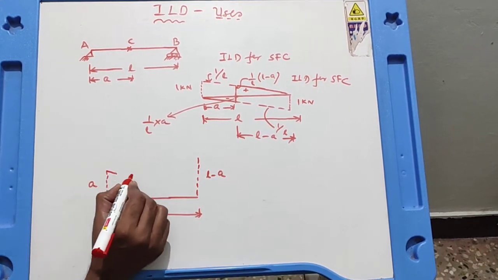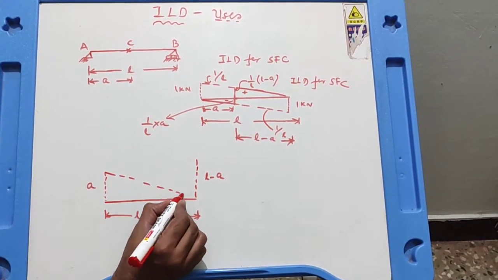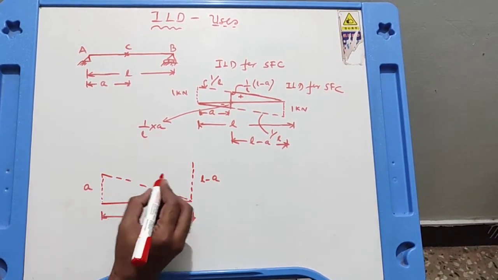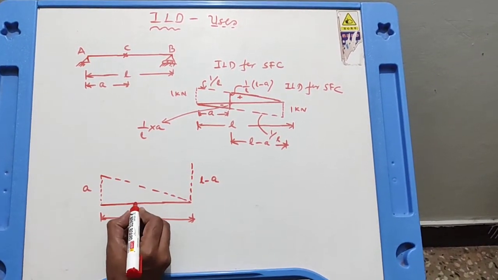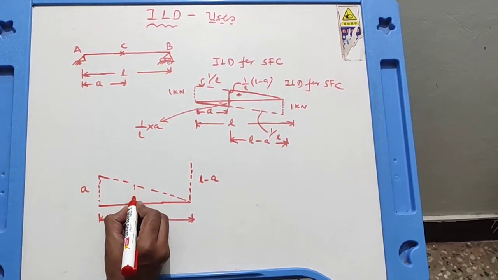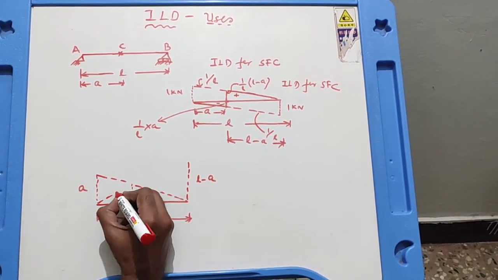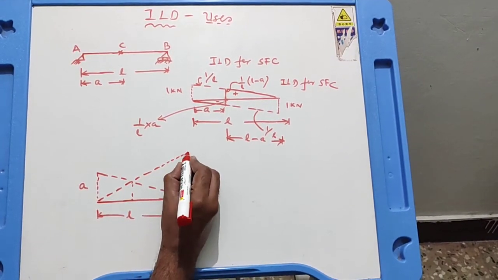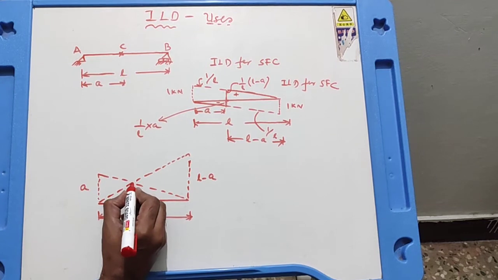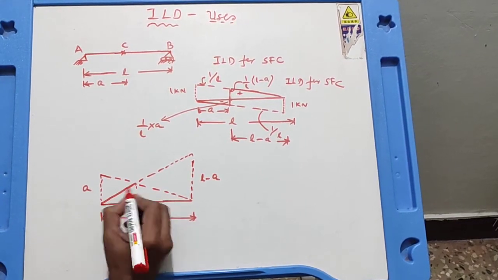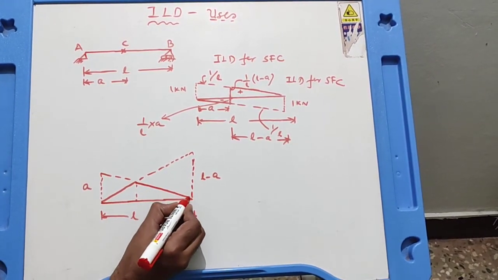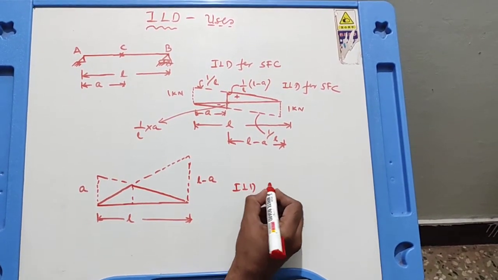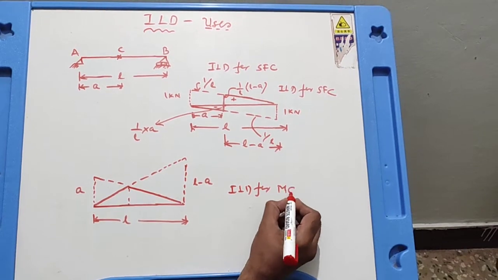Now join this from the top of this line to the bottom of this line. Then join this, where the section C is this side. You can see. Join this. Now darken this. And this ordinate is to be found out. This itself is the influence line diagram for bending moment at C. This is how it was.